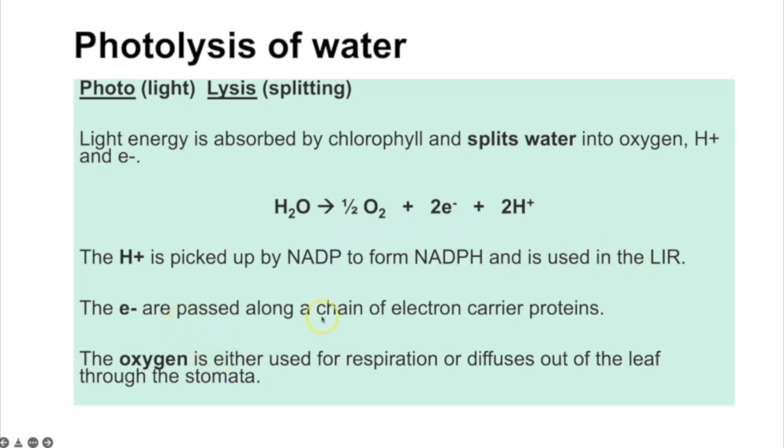The electrons are passed along a chain of electron carriers, and the oxygen is either used in respiration, but it's not used in photosynthesis. So if it isn't needed for respiration, it will diffuse out through the stomata. We'll go through in a bit more detail what happens to the protons and electrons when we get to chemiosmosis.